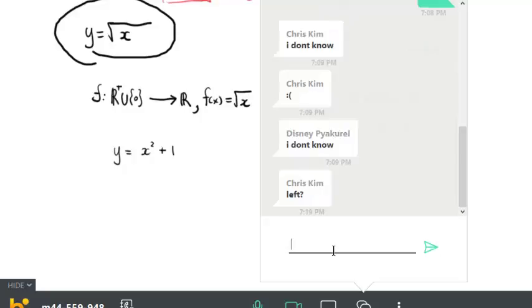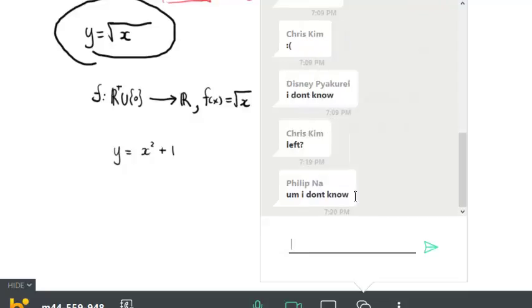Okay, I got one response. Chris saying left. Anyone else? Philip? Lizzie, do you know? Left. Philip says I don't know.